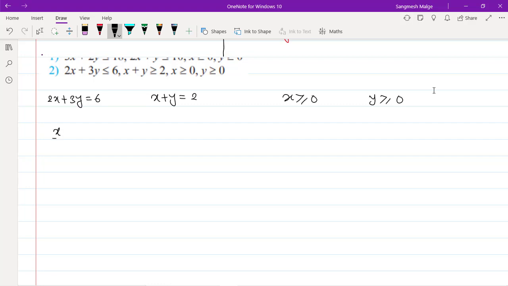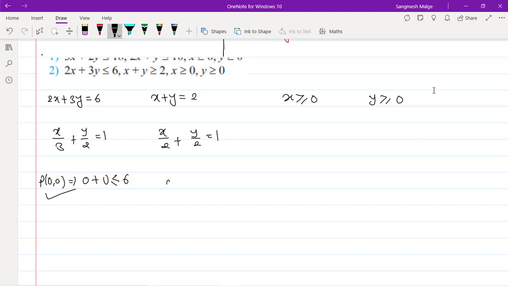So convert into double intercept form. So it's x by 3 plus y by 2 equals 1, x by 2 plus y by 2 equals 1. So what about the point 0, 0? Is 0, 0 included or not? So it is 0 plus 0 is less than or equal to 6. Yes, this is absolutely correct.